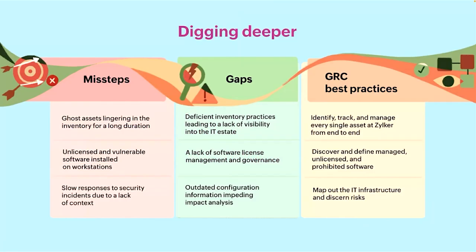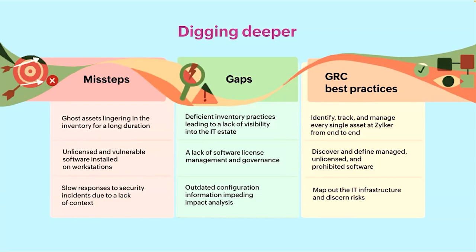So Zilka's missteps showed why IT asset management best practices are essential. First thing would be ghost assets, items lingering in the inventory unnoticed, which creates inefficiency and poor visibility, while unlicensed or vulnerable software can quietly compromise critical systems. When security incidents occur, responses are often slower and more complex because teams lack the right context and visibility. Deeper gaps make the problem even worse.